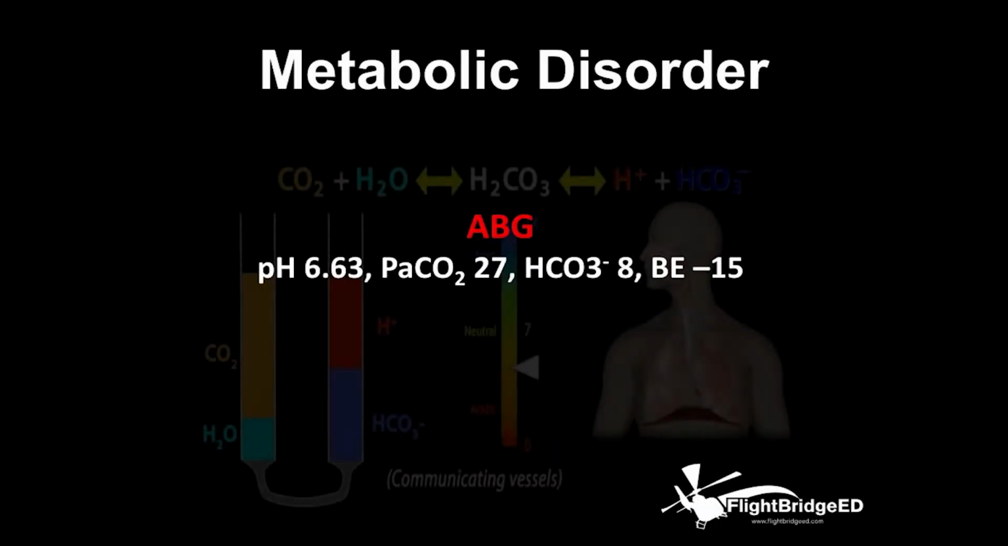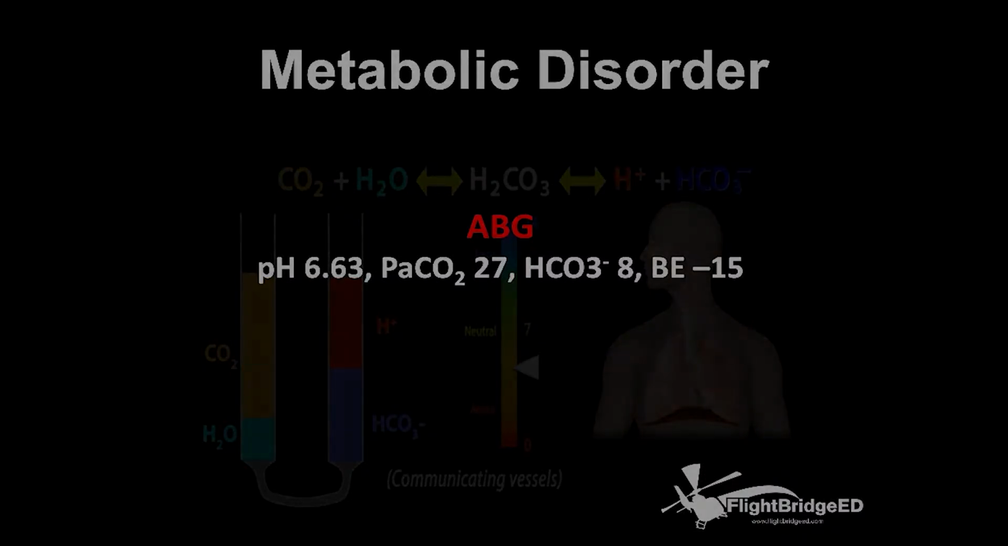Now let's define and look at this metabolic disorder. If you were like me and you looked at that pH, you were a little bit taken aback. And that is a significantly low pH, 6.63, PaCO2 of 27, bicarb 8, base excess of 15. What does that tell us? Is that just a factor of the hypothermia? Is it a factor of the cardiac arrest situation? What caused that derangement to be so bad?